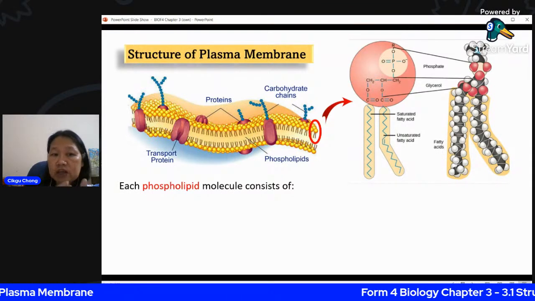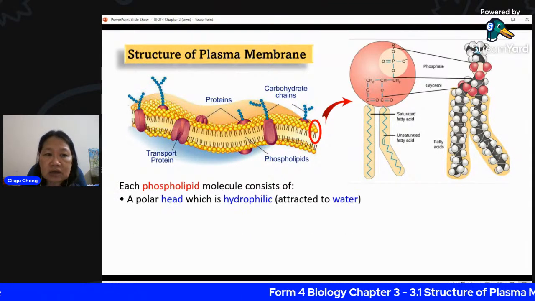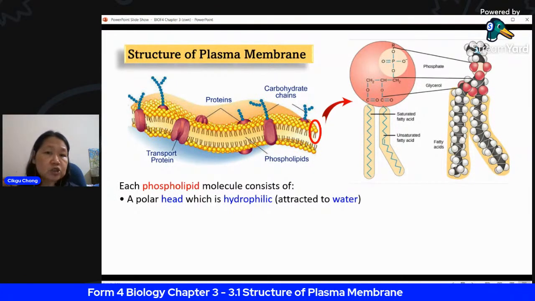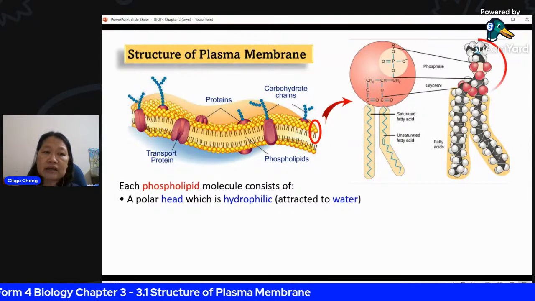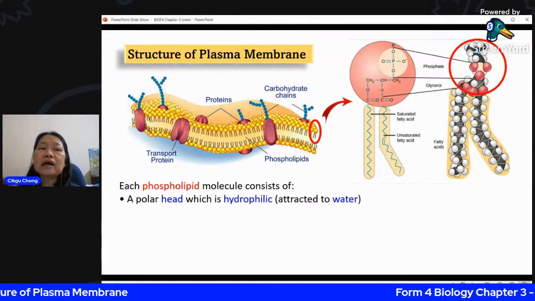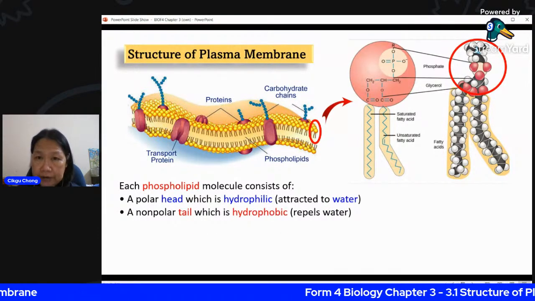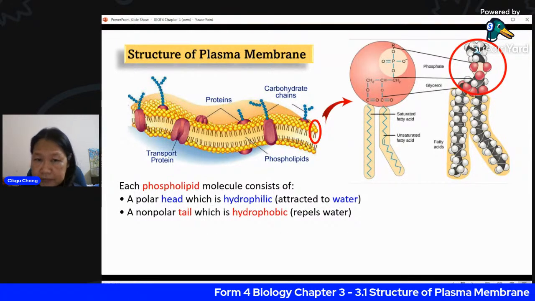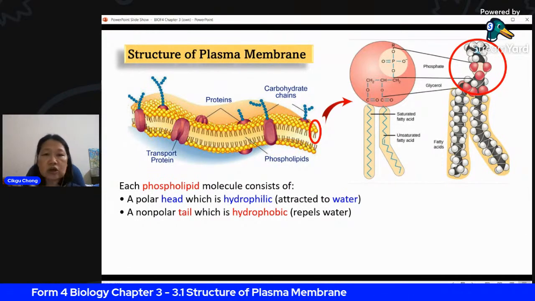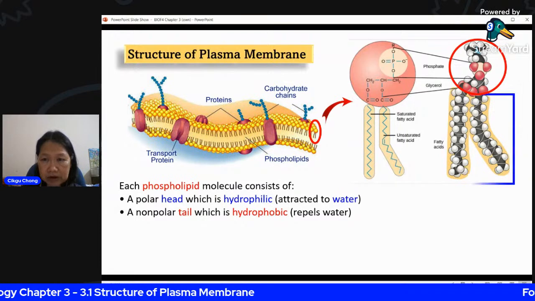So each phospholipid molecule consists of a polar head, which is hydrophilic, that means attracted to water. This one here is the phosphate head. And then the non-polar tail, which is hydrophobic, which repels water, which will move away from water. It's not water soluble.